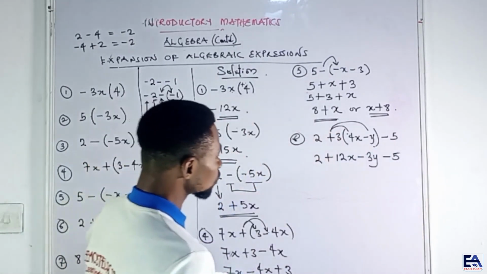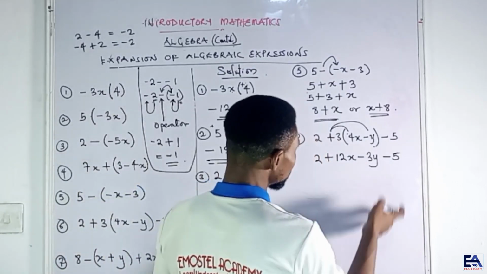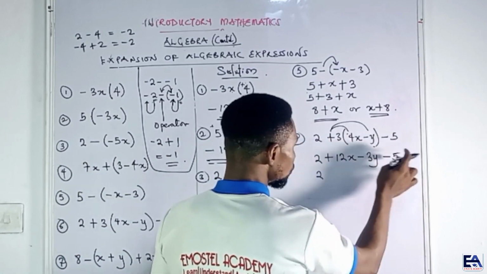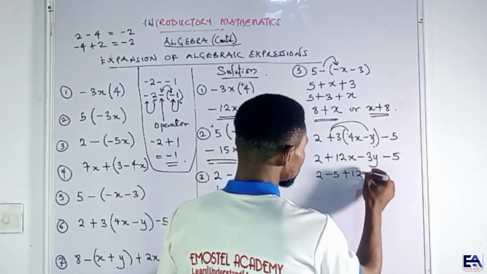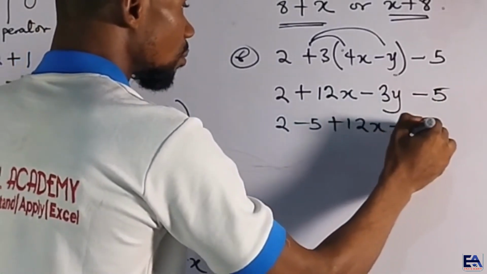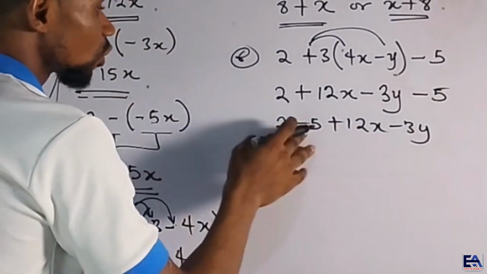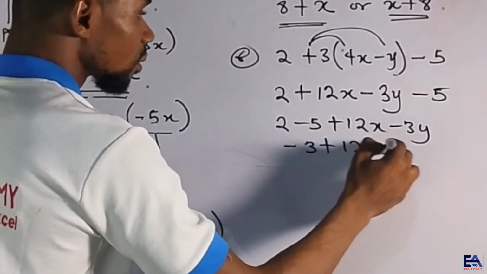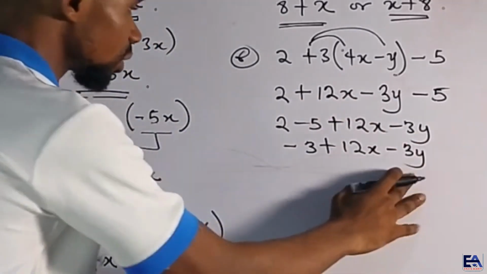All right, so looking at this one, we can collect like terms by just bringing these numbers 2 and minus 5. And then we keep the other ones, plus 12x, then minus 3y, okay? Then 2 minus 5 will give us minus 3, then plus 12x, minus 3y. You can decide to rearrange it. At this stage now, there is nothing you can do.